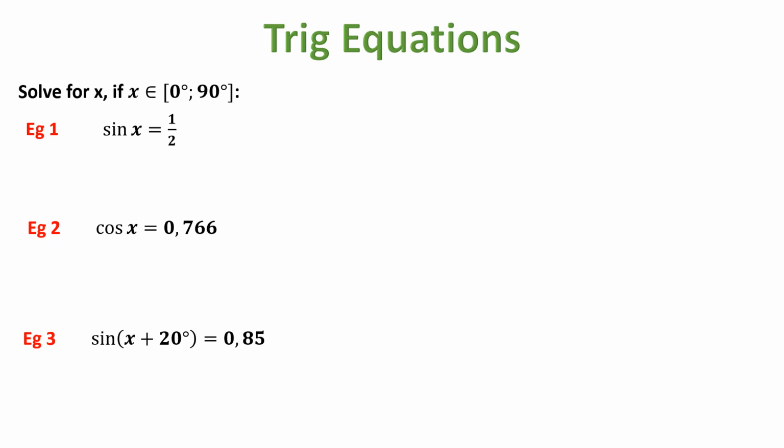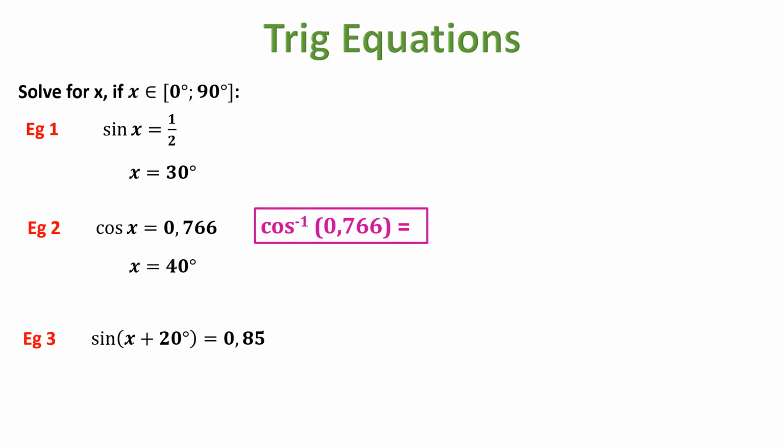In example 1, we have to solve for x if sine x is equal to a half. So on your calculator, you're just going to press Shift Sine 0,5 or Shift Sine of a half, and you should get an answer of 30 degrees. Just remember to include the degree sign in your answer. If cos x is equal to 0,766, you're going to type Shift Cos 0,766 in your calculator, and you end up with an answer of 40 degrees.